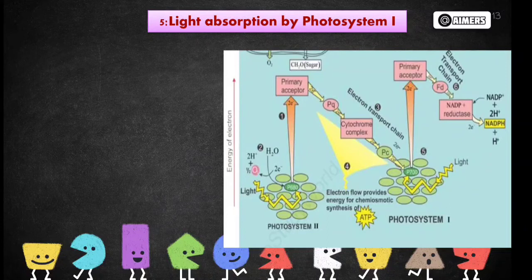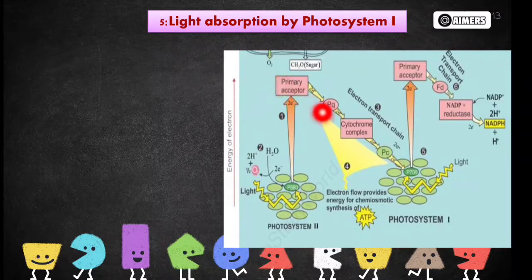Students, the next step in the non-cyclic photophosphorylation is the absorption of light by the photosystem I. We saw what happens in photosystem II: light energy falls on photosystem II, the two electrons are excited from chlorophyll A, P680, and accepted by the primary electron acceptor. The electron hole is filled by the splitting of water molecule.